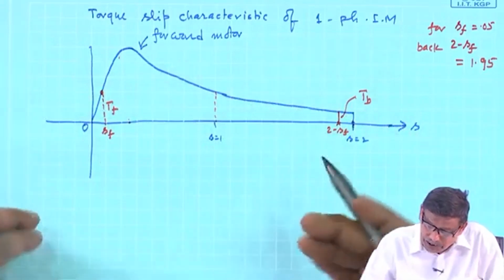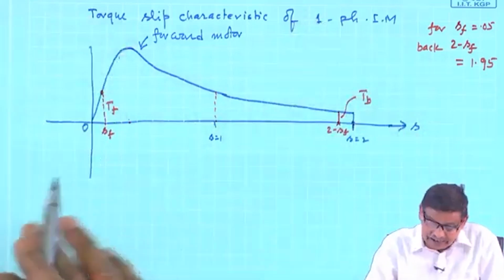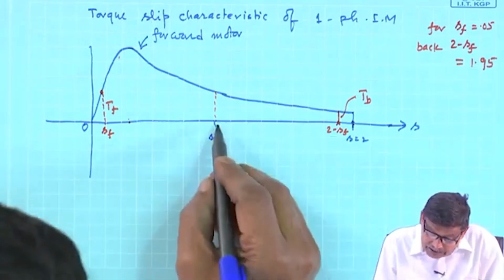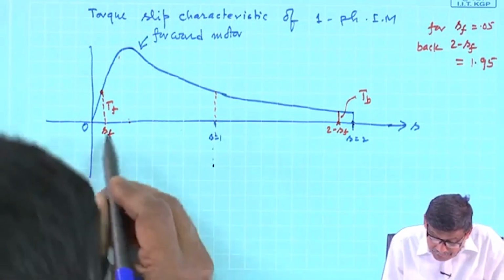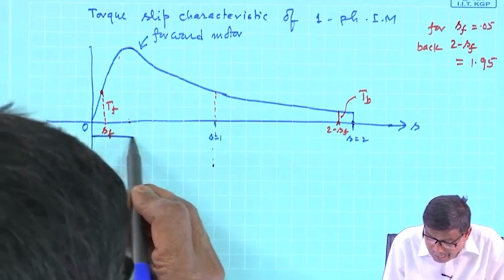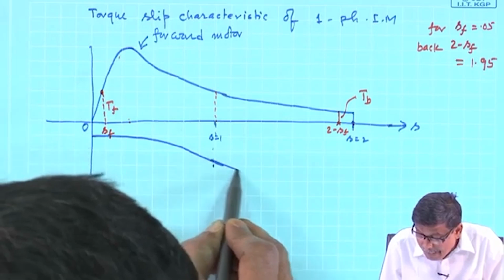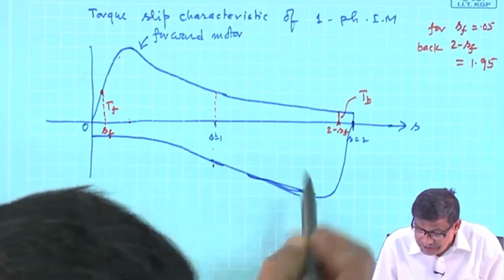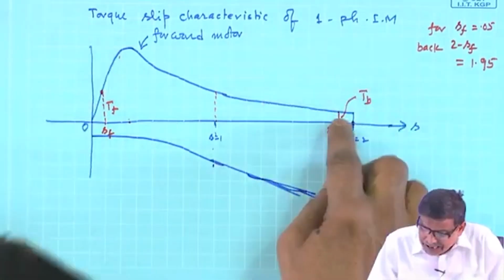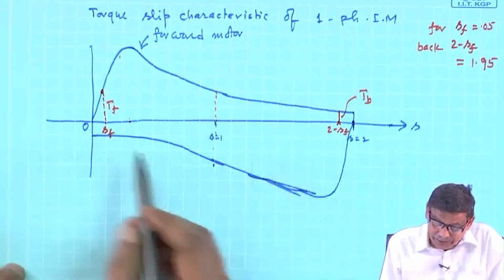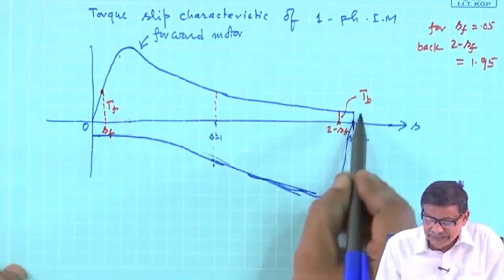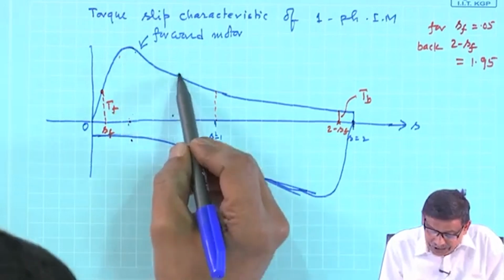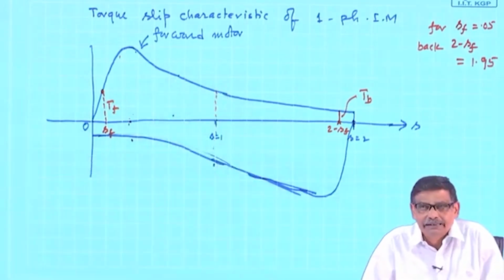Anyway, this one curve will do, but people nicely, because of reading this one and taking the difference, always do this: you draw this curve, take the mirror image and flip it. By that what I mean is this one. Are you getting? Instead of going there, reading this. If you draw like this, then at any slip, this is the forward torque, this is the backward torque. Getting? This is a good idea.